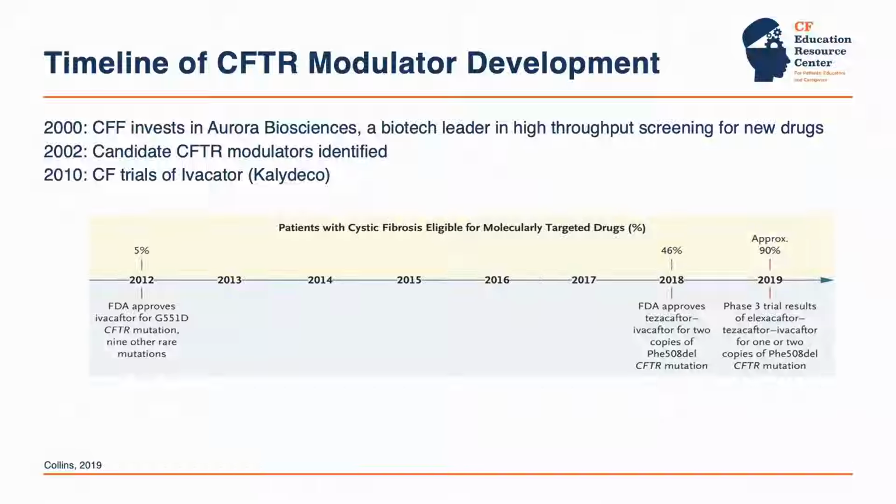This schematic from Dr. Collins in 2019 highlights the 2012 approval of Kalydeco as a treatment for individuals with CF and a G551D mutation. Then at the end of this, in 2019, just 7 years later, we had the development of elexacaftor, tezacaftor, ivacaftor for individuals with the most common F508del mutation. So now we have approximately 90% of individuals with CF eligible for one of the CFTR modulators. And as a result of that, we've seen significant improvements in lung function and slowing of lung disease progression.